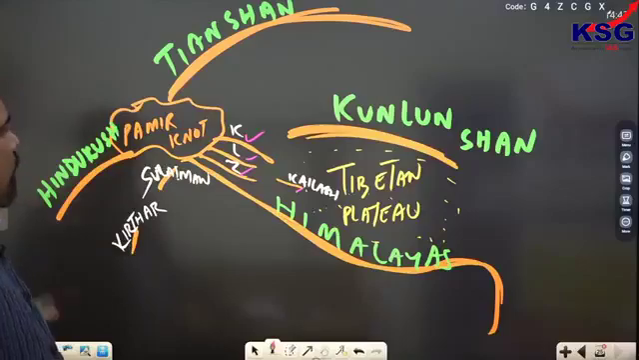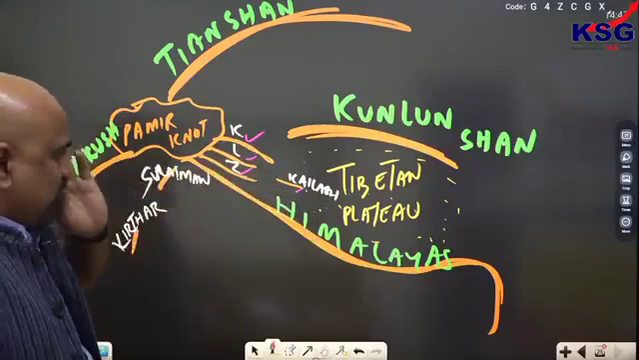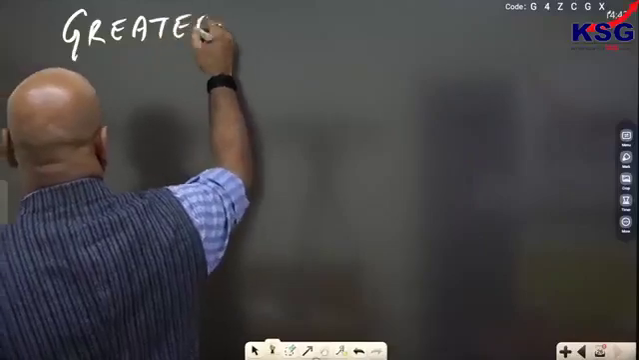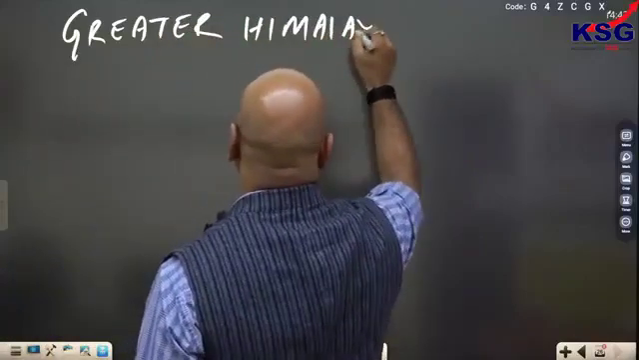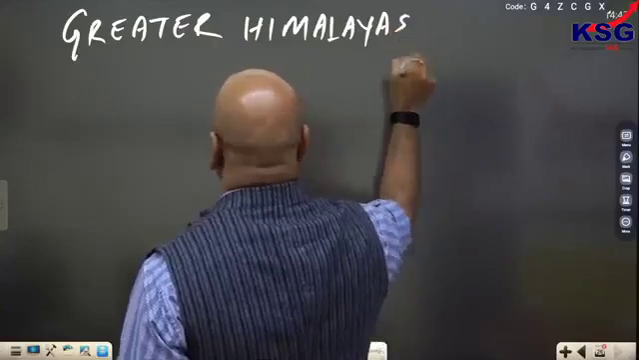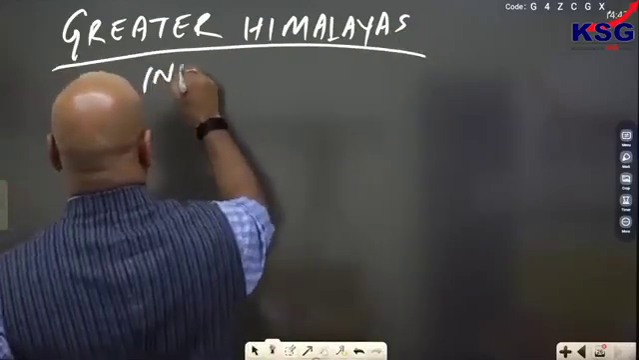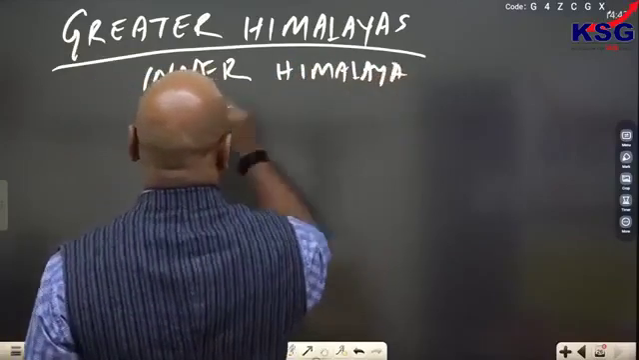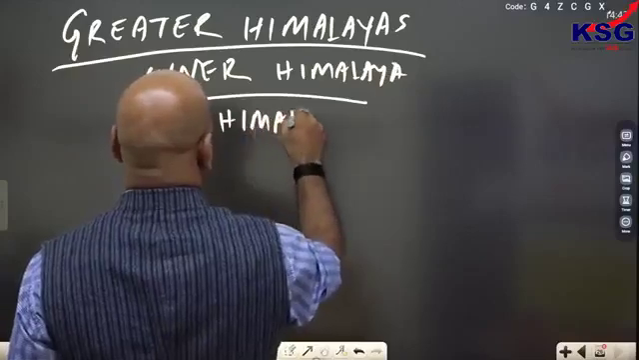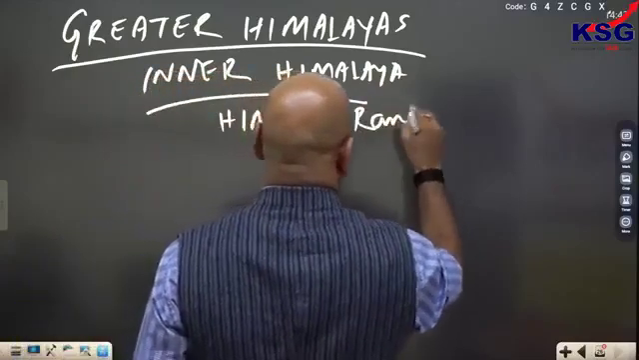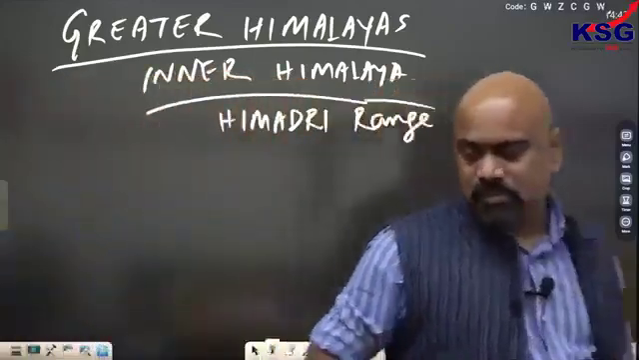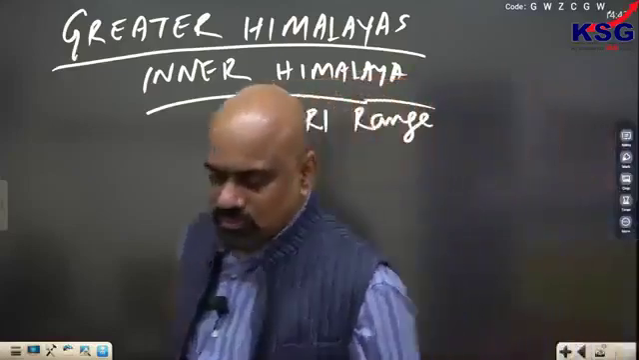Is it clear to everyone up to here? Let me now move on to the Greater Himalaya. The main Himalaya is this. It is also called the Inner Himalaya, or otherwise the Himadri range. Greater Himalaya, Inner Himalaya, Himadri range. This is the most important one.